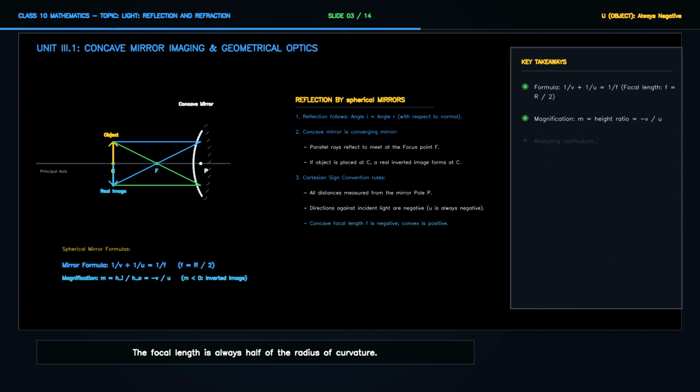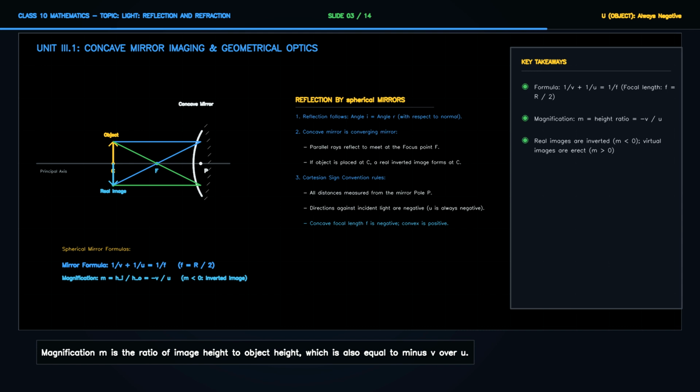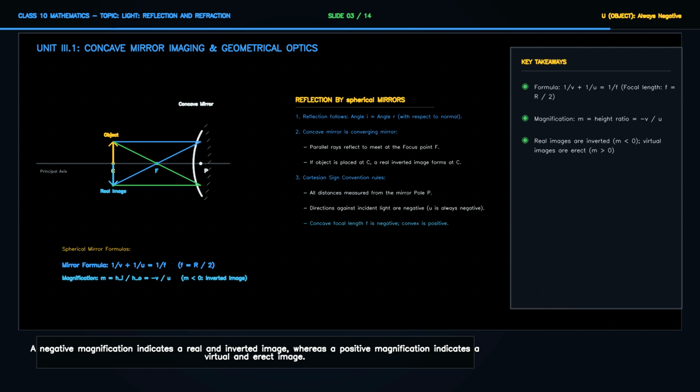The focal length is always half of the radius of curvature. Magnification m is the ratio of image height to object height, which is also equal to minus v over u. A negative magnification indicates a real and inverted image, whereas a positive magnification indicates a virtual and direct image.